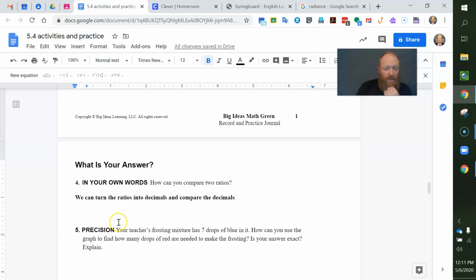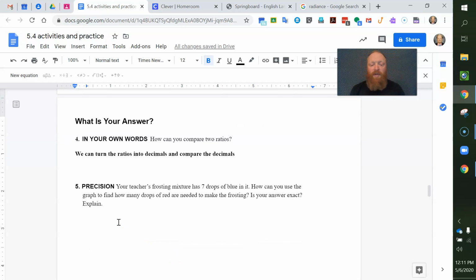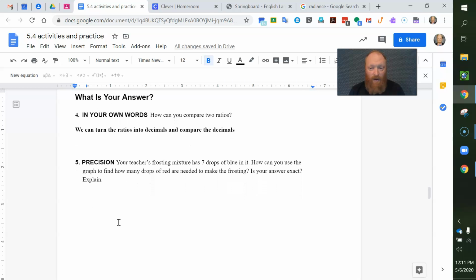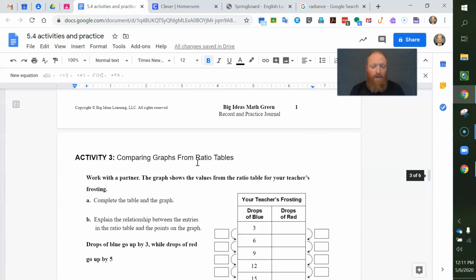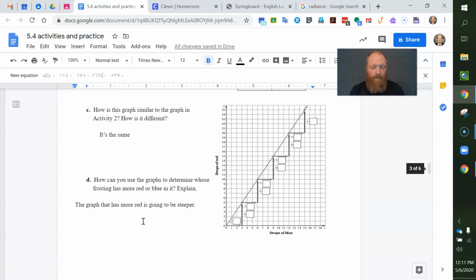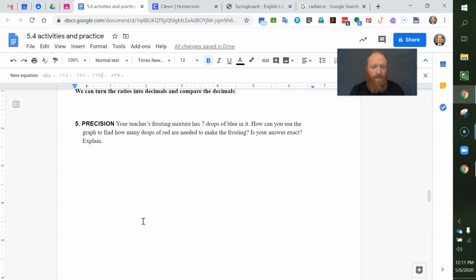Precision. Your teacher's frosting mixture has 7 drops of blue in it. How can you use the graph to find how many drops of red are needed to make the frosting? Is your answer exact? Explain. So let's go back up to here. Teacher's mixture has 7 drops of blue. Can you use the graph to find out how many drops of red are needed to make the frosting?